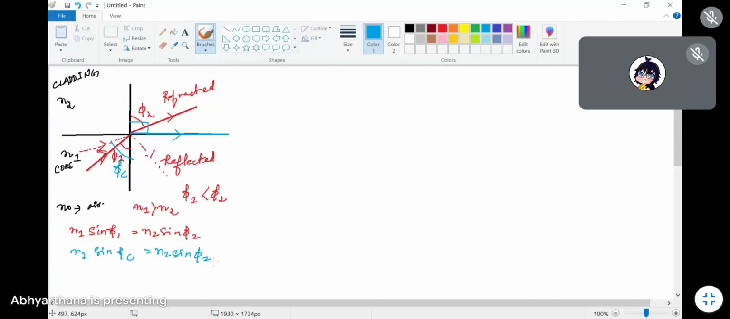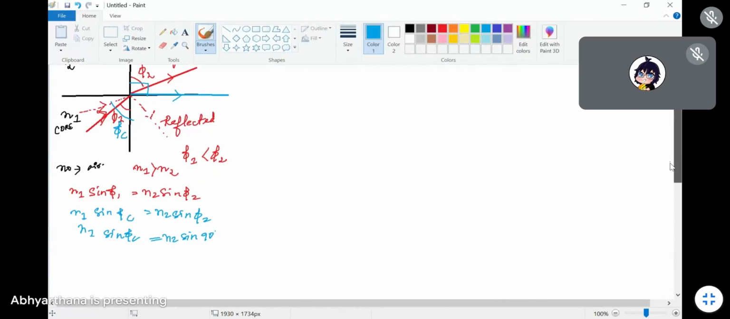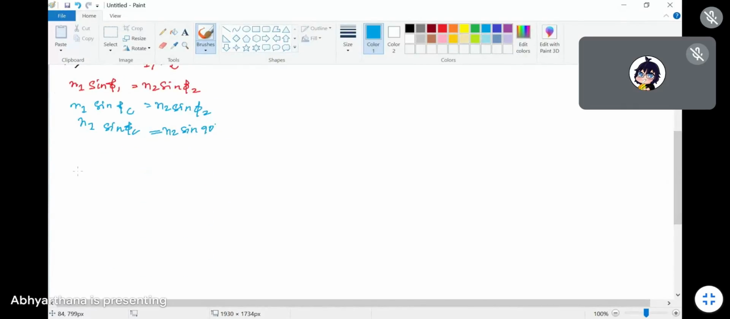Now this phi 2 is nothing but your 90 degrees over here. So that is your n1 sine phi c is equal to n2 sine 90, and that is nothing but your n1 sine.